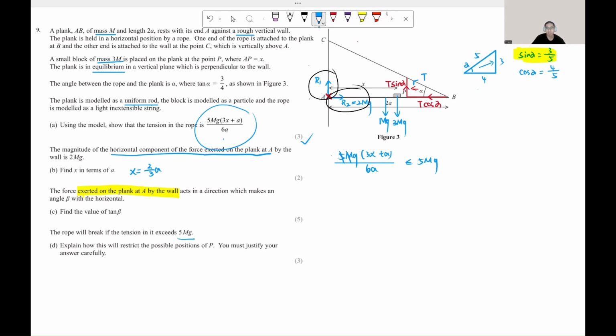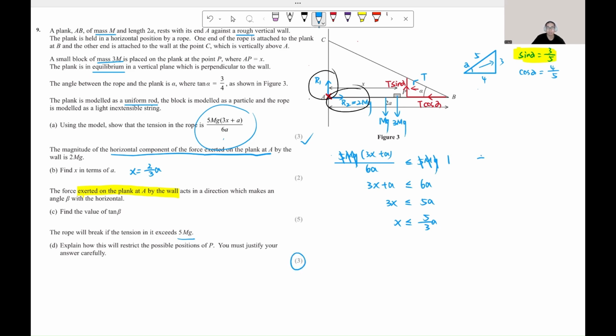So divide by 5 mg on both sides, then you're just left with 1. Times by 6a on both sides. Then 3x plus a has to be less than or equal to 6a. And then minus a on both sides, we have 5a here. So x is less than or equal to 5 over 3 a. Then that's it. You just have to write down the final statement because it's 3 marks.